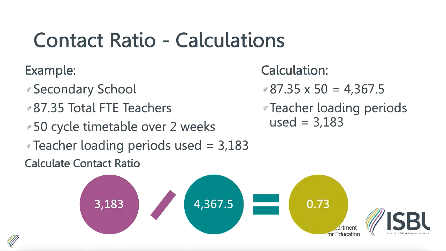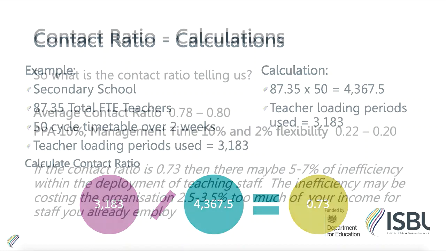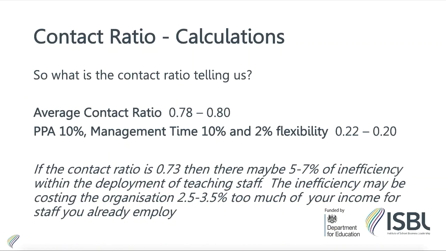So if we move back to our example now, we calculated the contact ratio to be 0.73. So what does that tell us? Well, if the average contact ratio is somewhere between 0.78 and 0.8, there is a potential inefficiency of 5 to 7% within the deployment of teaching staff. If, for example, the school's teaching budget is 1 million and the potential inefficiency is 5 to 7% of your total teaching costs, this is quantified as 50 to 70k.